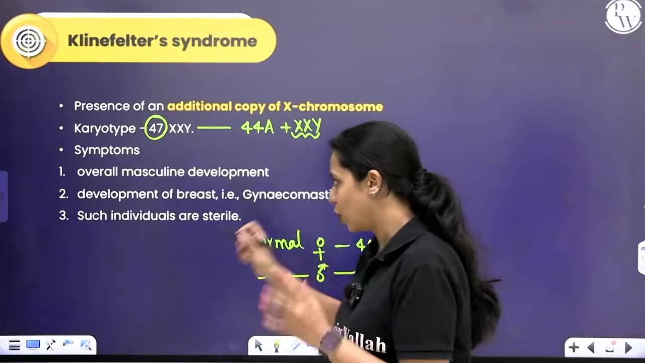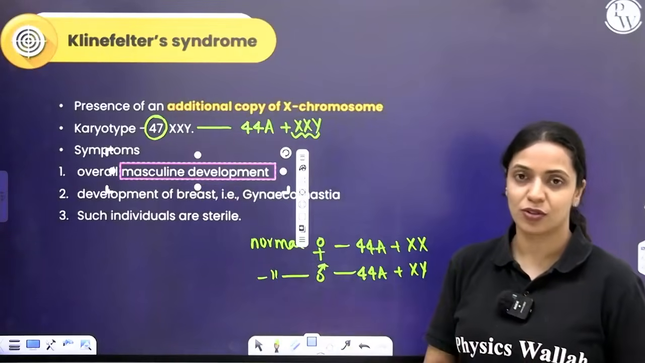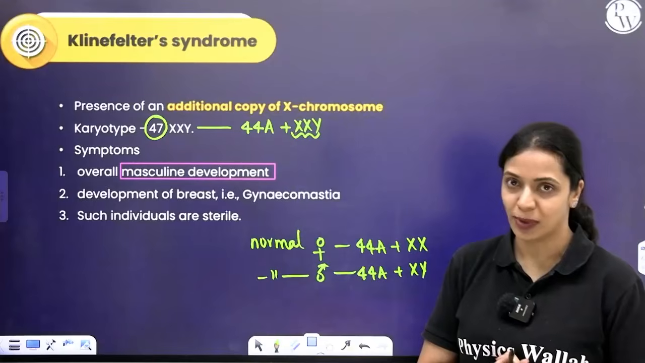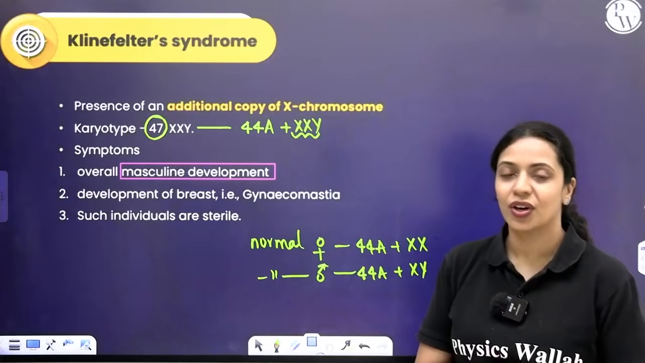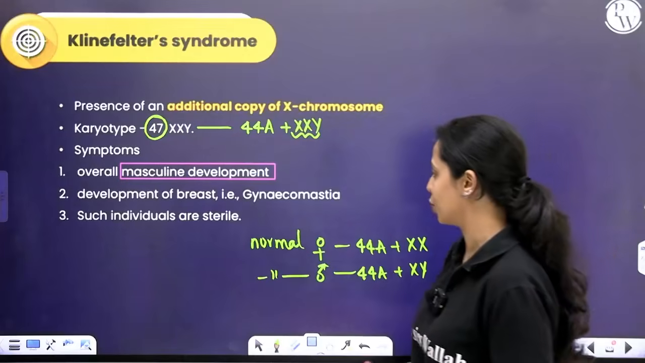Overall, they will have masculine development, but they will show certain secondary sexual characters of females also, like development of breasts, which is called gynecomastia. One thing you should remember here is that these individuals are sterile, they cannot have children, they cannot reproduce. Okay.